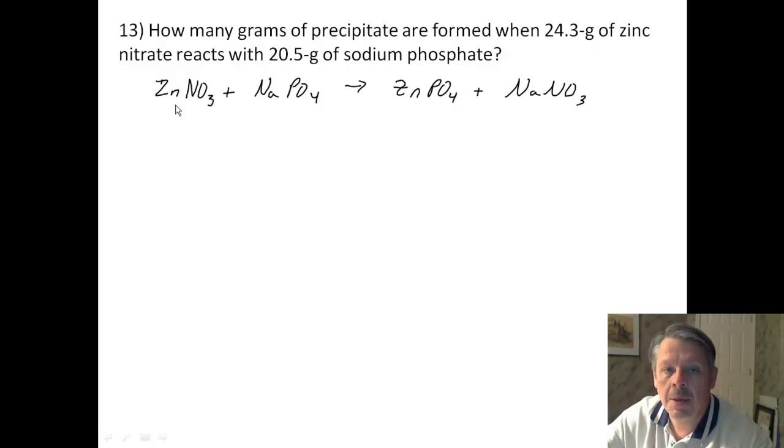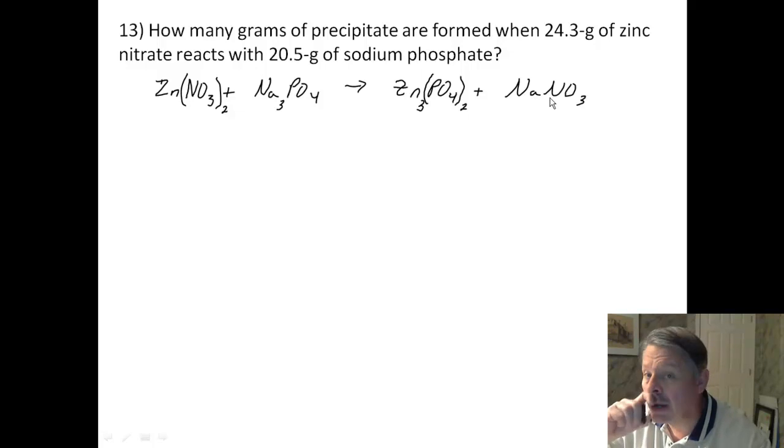And let me balance my charges. Zinc nitrate, that means I've got 2 nitrates because it's a +2 and a -1. This is a -1 and a +1 and a -3, so when I crisscross them, I get Na3PO4. Zinc has a 2 charge, phosphate a 3 charge, so I have to have 3 of those and 2 of those. And sodium and nitrate are +1, -1.